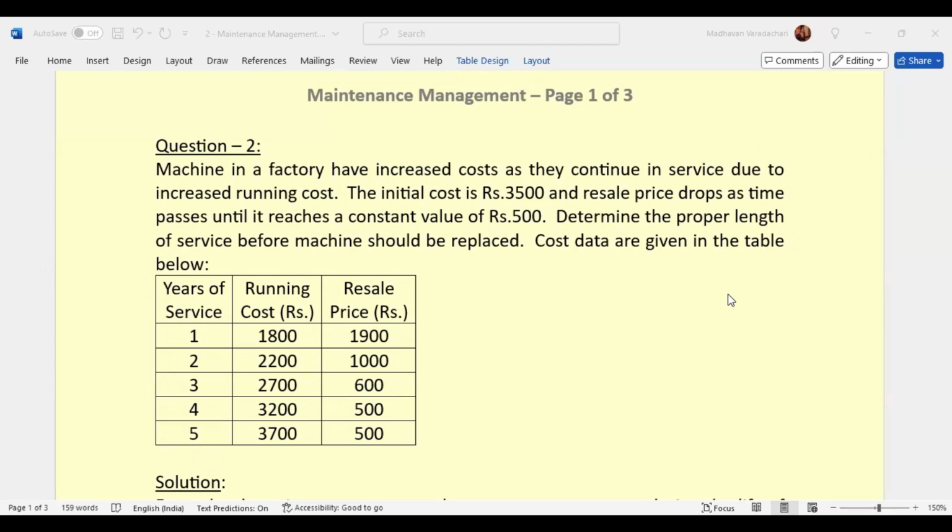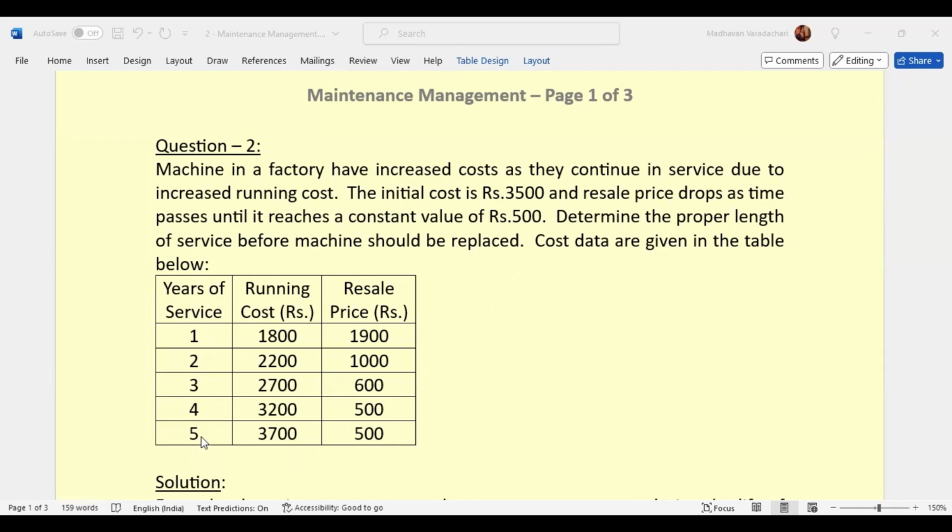Hello everyone. This is in continuation to our topic maintenance management. This is question 2. Machines in a factory have increased cost as they continue in service due to increased running cost. The initial cost is rupees 3,500 and resale price drops as time passes until it reaches a constant value of rupees 500. Determine the proper length of service before the machine should be replaced. Cost data are given in the table below.